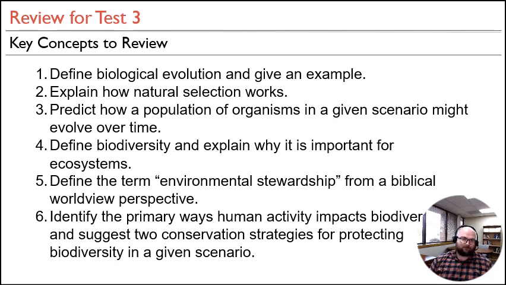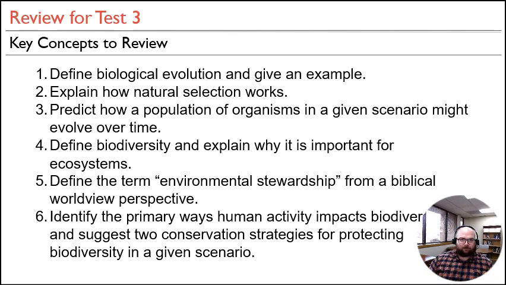The first thing you'll be asked to do is to define biological evolution through this particular example, and just give a textbook definition for what evolution is. Second, you'll be asked to explain how natural selection works and what conditions are required for a new species to emerge over time. Then you'll be given a couple of questions where you'll think about how the selective pressures might cause those populations to diverge and evolve differently over time. So, applying it in that scenario.